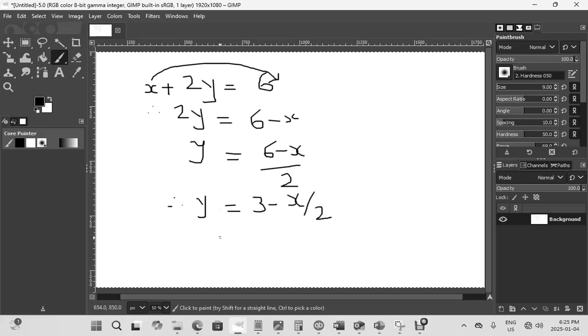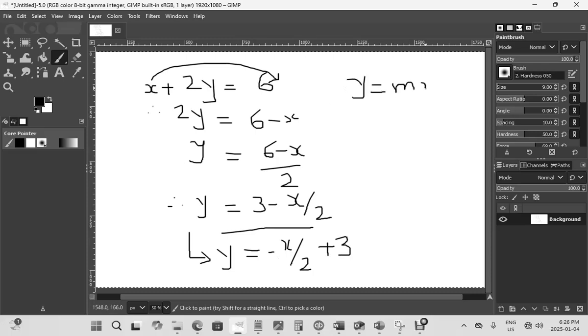This is how you solve this equation to get your y equals mx plus b. Here, negative x over 2 will be your slope, and positive 3 will be your y-intercept. So you can rewrite this equation as y equals negative x over 2 plus 3. All right, so y equals mx plus b.